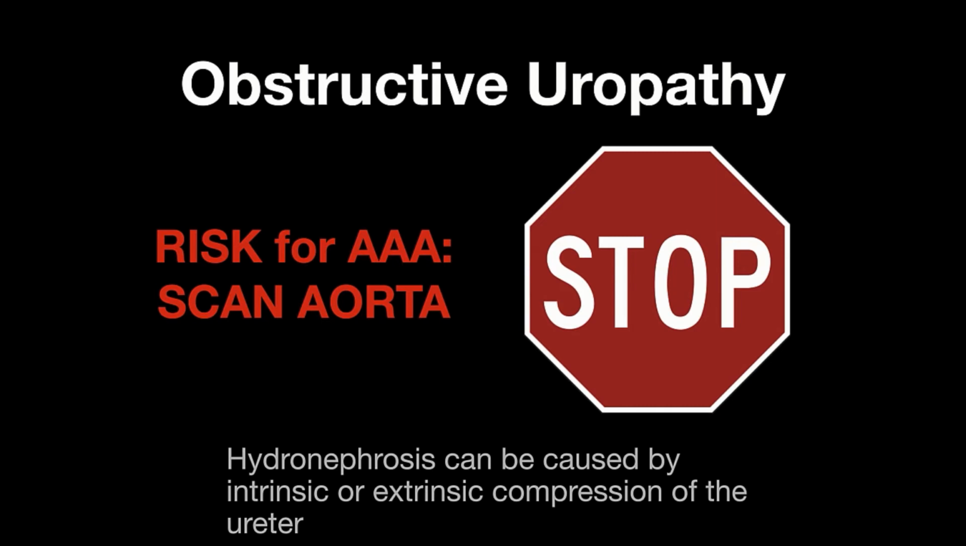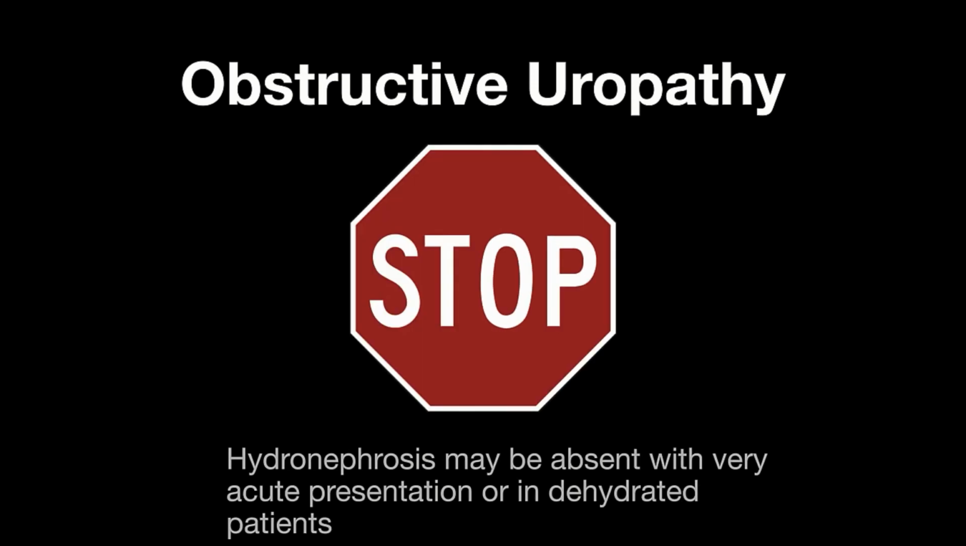In the older person, you may be thinking of masses that are doing this. And on the left side, one to always think about is abdominal aortic aneurysm. That could cause left-sided hydronephrosis. So if they've never had imaging in your electronic medical record and you don't see anything evaluating the aorta in the past, scan their aorta if they've got risk for AAA and they don't have any prior imaging.